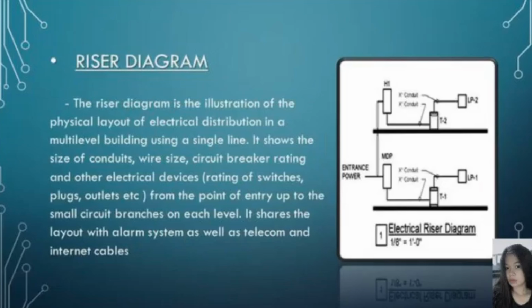Riser diagram. The riser diagram is the illustration of the physical layout of electrical distribution in a multi-level building using a single line. It shows the size of conduits, wire size, circuit breaker rating, and other electrical devices such as rating of switches, plugs, and outlets, from the point of entry up to the small circuit branches on each level. It shows the layout with the alarm system as well as telecom and internet cables.